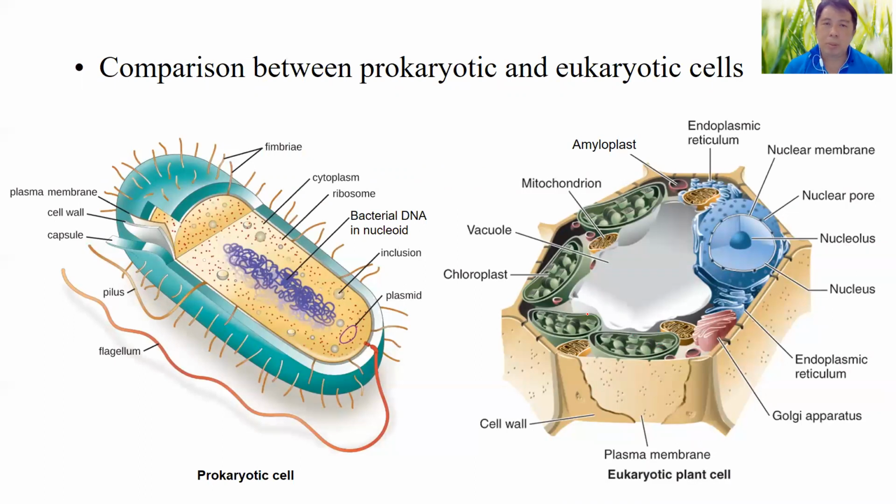Comparisons between prokaryotic cells and eukaryotic cells. Here I use a typical plant cell to compare with the prokaryotic cell. Very easy. Here you can see they have no fimbriae. If they have, they are called cilia, similar. And this one has 70S ribosomes. Here in the eukaryotic cell, the ribosome is 80S.